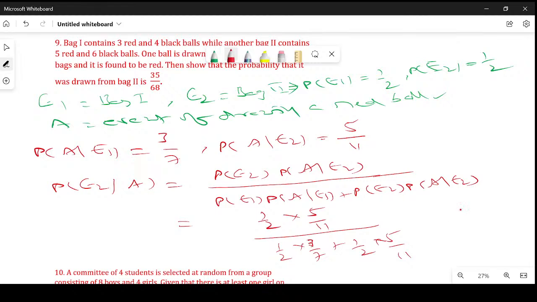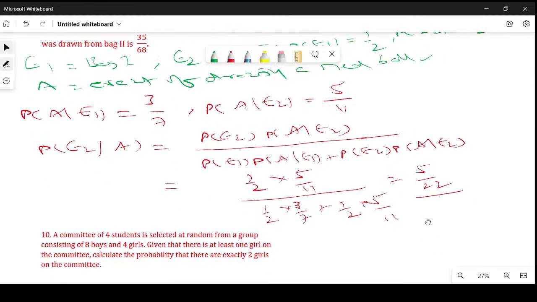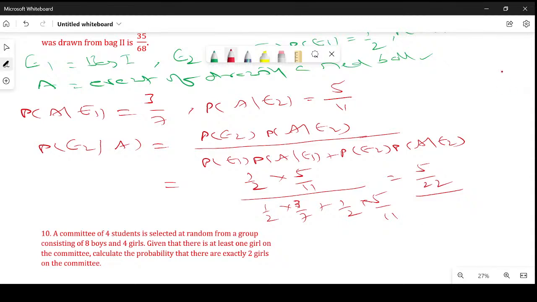Now you should simplify this. Instead of multiplying everything out, I can take 1 by 2 common and eliminate it from the numerator and denominator, which makes it easier. So the final expression is 5 by 11, divided by 1 by 2 common times 3 by 7 plus 5 by 11.